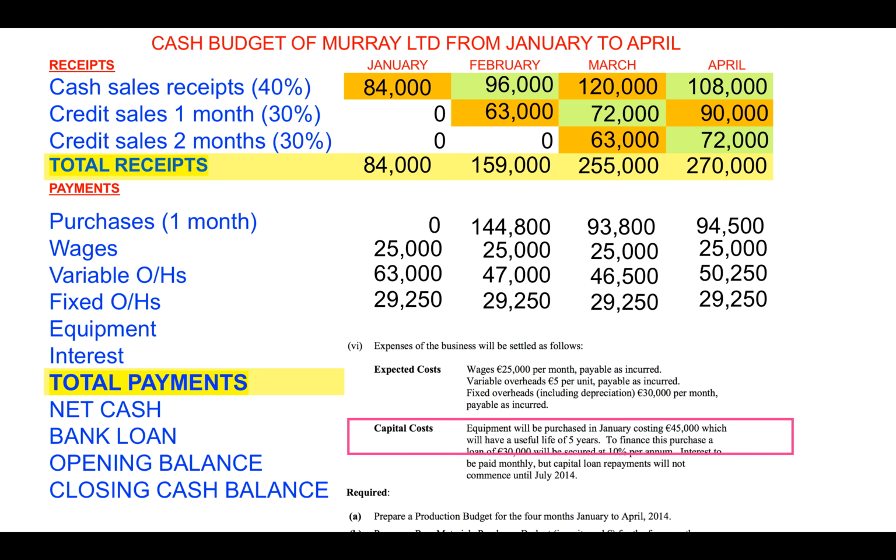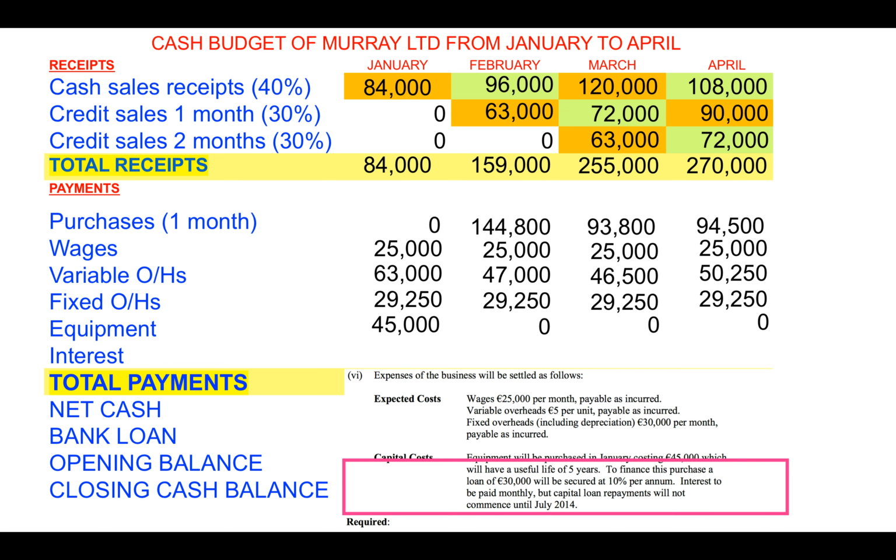Next, you have the equipment, which is 45,000. So 45,000, and then no other equipment was purchased for the other 3 months. Then you have interest. To finance the purchase of the equipment, a loan of 30,000 was secured at 10% per annum. So that is €3,000 there, okay? And when you divide that by 12, you're going to get €250. Interest is to be paid monthly, but capital loan repayments will not start until after this period. So €250 in each month there.